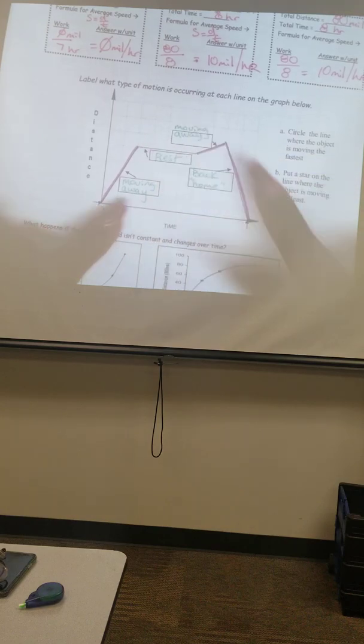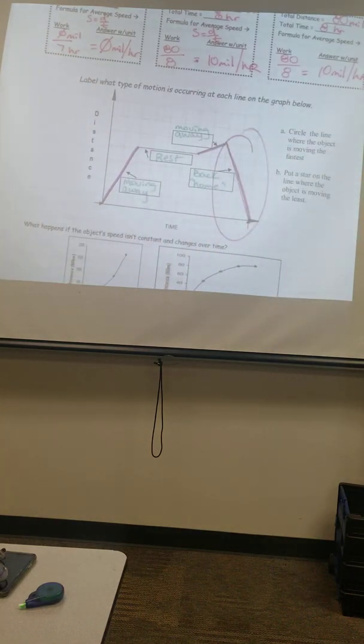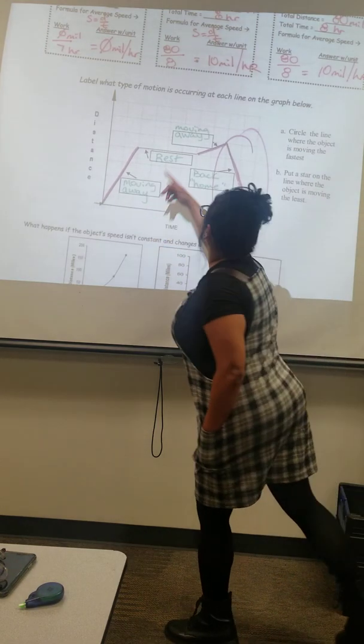Correct. And then part B says, put a star on the line where the object's moving the least. The least. And I get students who get this on the quiz or on the test wrong all the time. And I'm asking new Julian, which line would that be? Line 1, line 2, line 3, line 4?